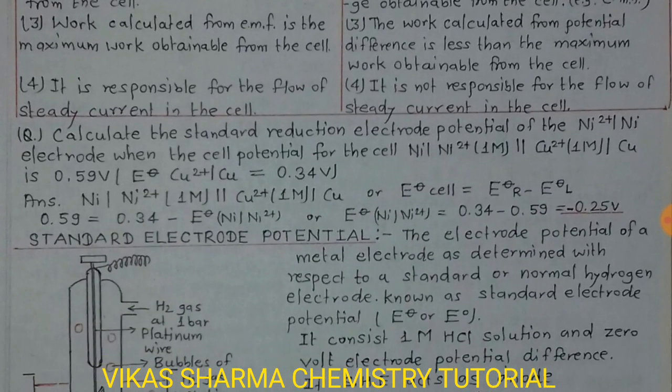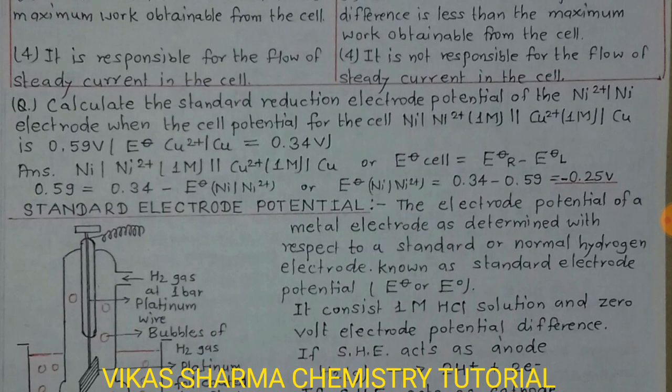So student, in the NCERT book there is a question: calculate the standard reduction potential of Ni2+ to Ni electrode when the cell potential for the cell Ni | Ni2+ (1 molar) || Cu2+ (1 molar) | Cu is 0.59 volt. E° of Cu2+/Cu is 0.34 volt. Students, is it clear? Ni2+ 1 molar, and the double bar belongs to the salt bridge, then Cu2+ 1 molar, Cu.